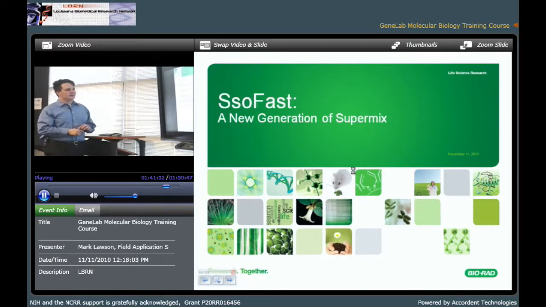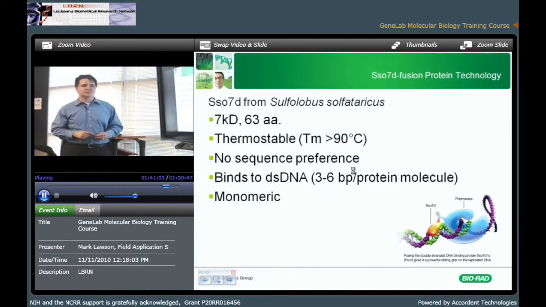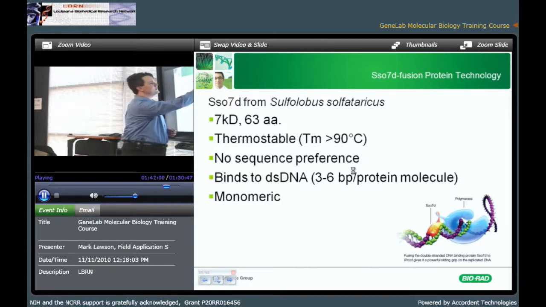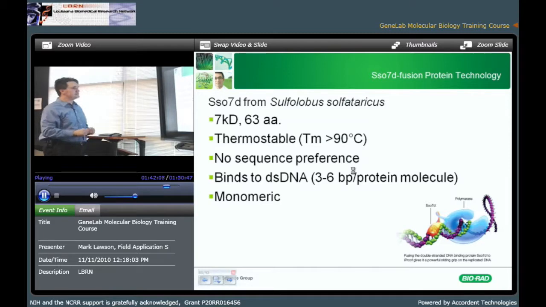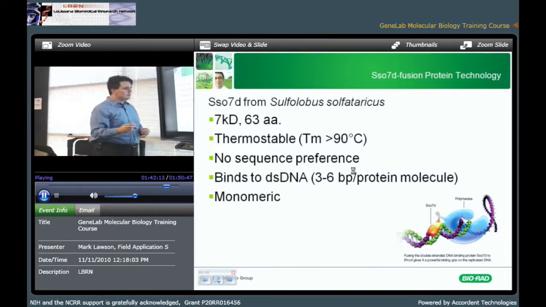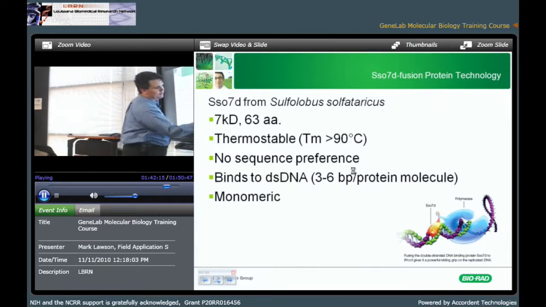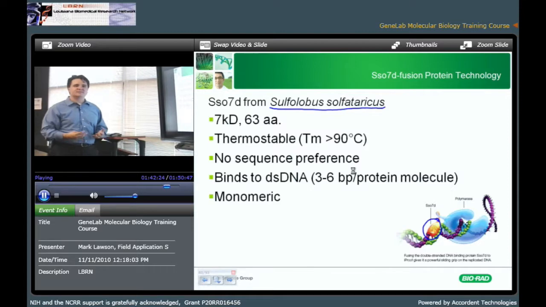Last section. We do have a new generation of reagents. These are called SOFAST, and that is a play on the organism that we stole it from, which is Sulfolobus solfataricus. It's a deep vent organism. And what we've taken is not the polymerase itself, but a very small peptide or protein, and we've attached it to a polymerase, both to Taq and to a proofreading polymerase. Essentially it's a sliding clamp for DNA. Once the polymerase becomes associated, it prevents it from falling back off without a lot more energy.